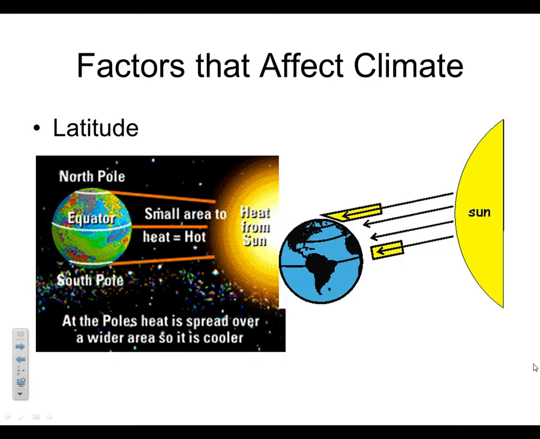And if you remember, it's because of the directness of the sunlight. Near the equator, the sunlight is hitting more directly, so it's going to be hotter. Near the poles, the sunlight is going to be more spread out, not as direct, so it's going to be cooler. So that's a huge characteristic. You probably know that. You go north, and it gets cooler.